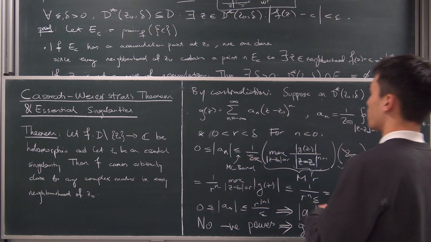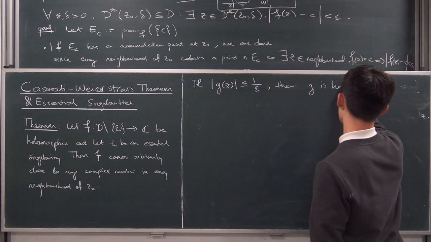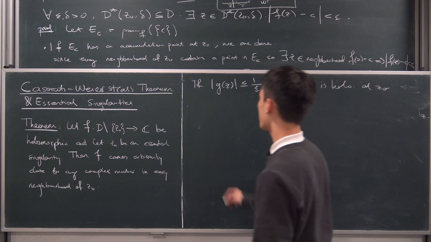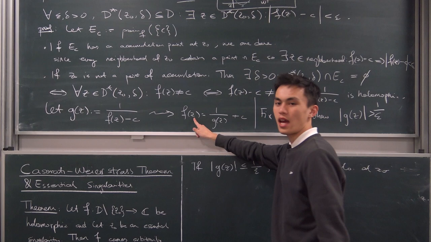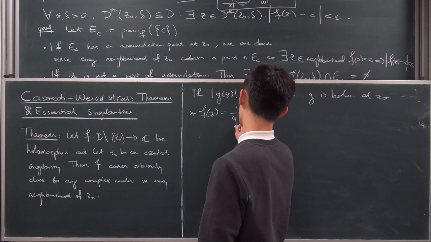So what did we show? We just showed that if the modulus of g of z was less than or equal to 1 over epsilon, then g is holomorphic at exactly z naught. So why is this important? It was because, remember from the previous blackboard, our function f of z can be written as 1 over g of z, plus c. So let's just recall that over here: f of z can be written as 1 over g of z and then plus c.